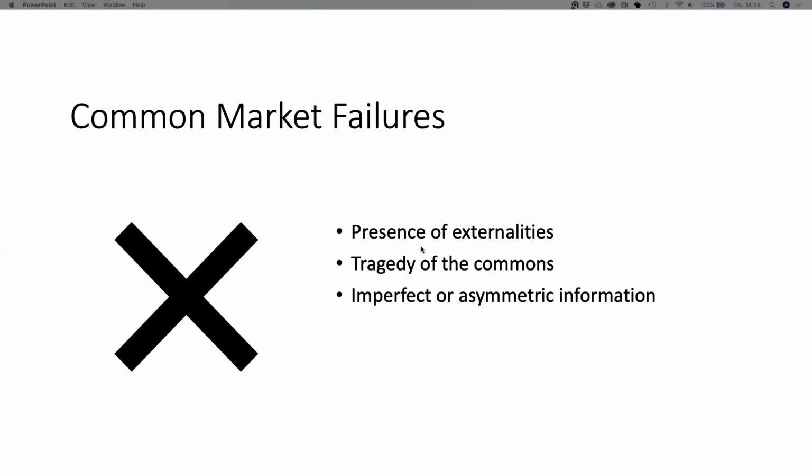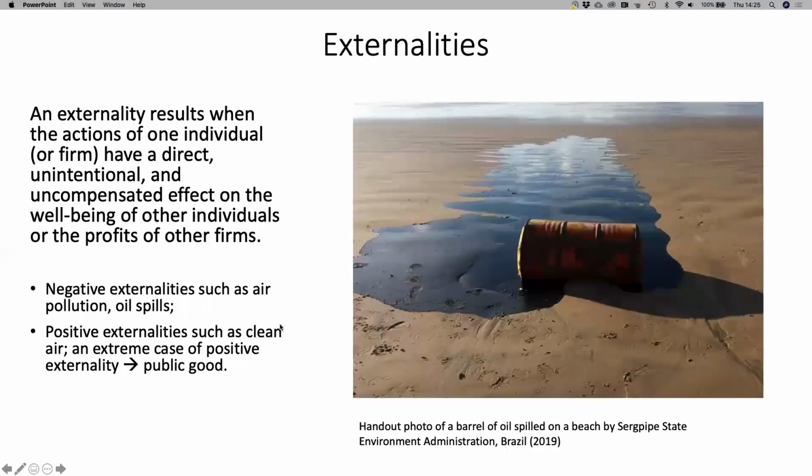The presence of externalities and the tragedy of the commons, or when there's imperfect or asymmetric information, these are all additional market failures. Now, the presence of carbon dioxide in the atmosphere, which is leading to a negative effect in the long run, and in the short run as well, on human society, is the biggest example of an externality. An externality results when the actions of one individual or firm have a direct and unintentional effect on the well-being of other individuals or profits of other firms.